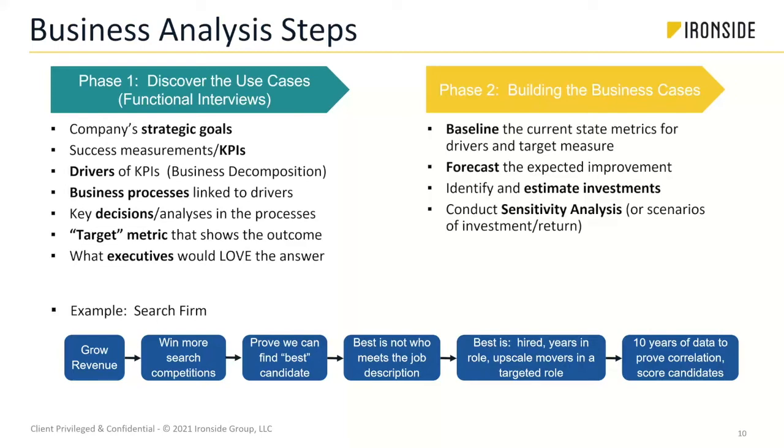Second, of course, you have to build a business case associated with that. This follows standard practices with only a little bit of tweaks. What you have to do first is baseline the current state of the metrics. How are things going today, right? So we're going to have to prove that difference. We have to do that for those drivers that we identified as well as what the target measure is. And then we're going to forecast an expected improvement.